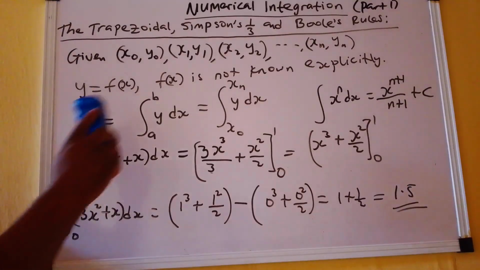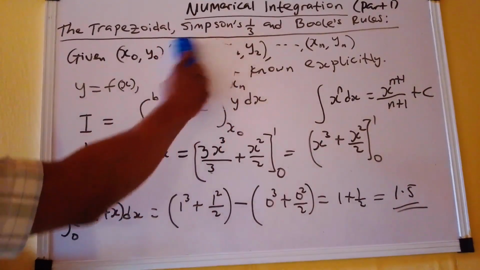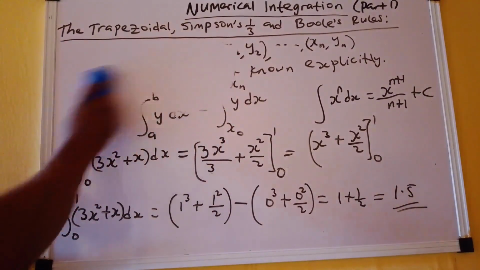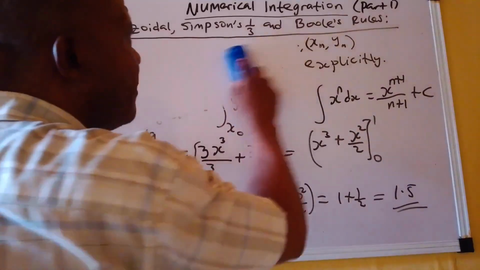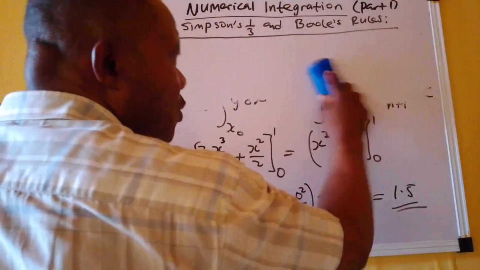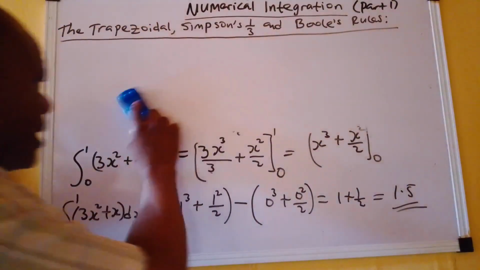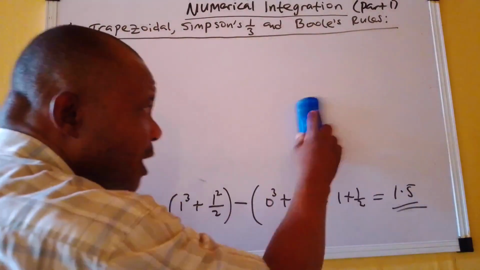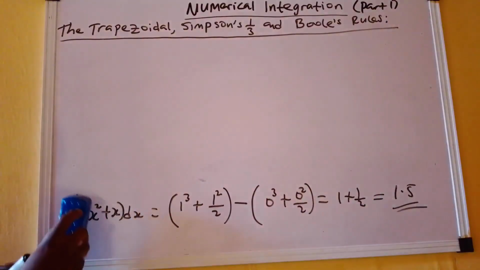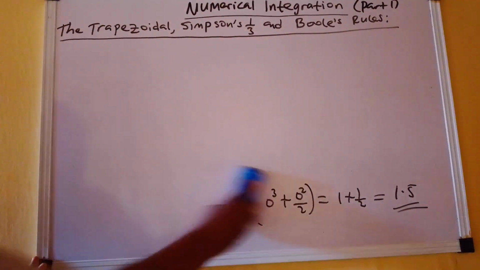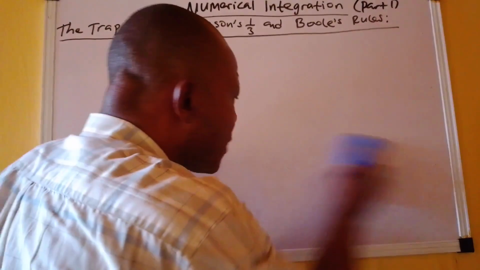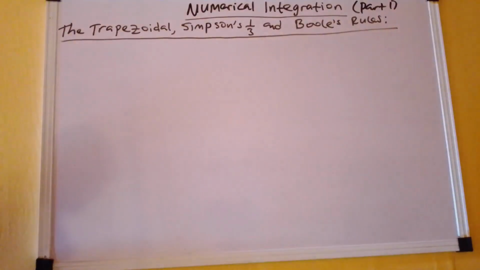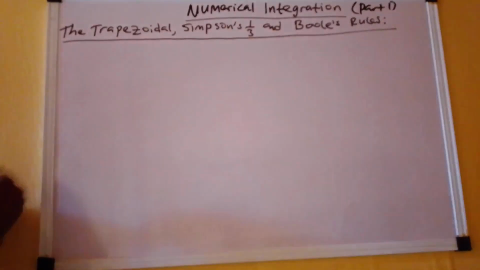Permit me to clean the board as we start using each of these numerical methods for integration. Take note of this problem. Our conventional method has given us a true solution, and that true solution is 1.5. We'll be calling for it when we want to calculate our truncation error. Now let's write out the trapezoidal rule.